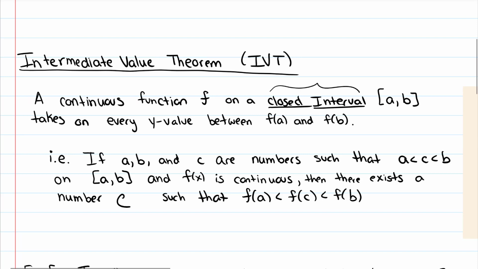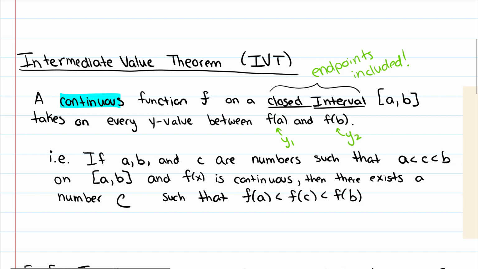A continuous function f on a closed interval from a to b takes on every y value between f of a and f of b. So it's important to note that the closed interval means that we include the endpoints. And f of a is y1 and f of b is y2.